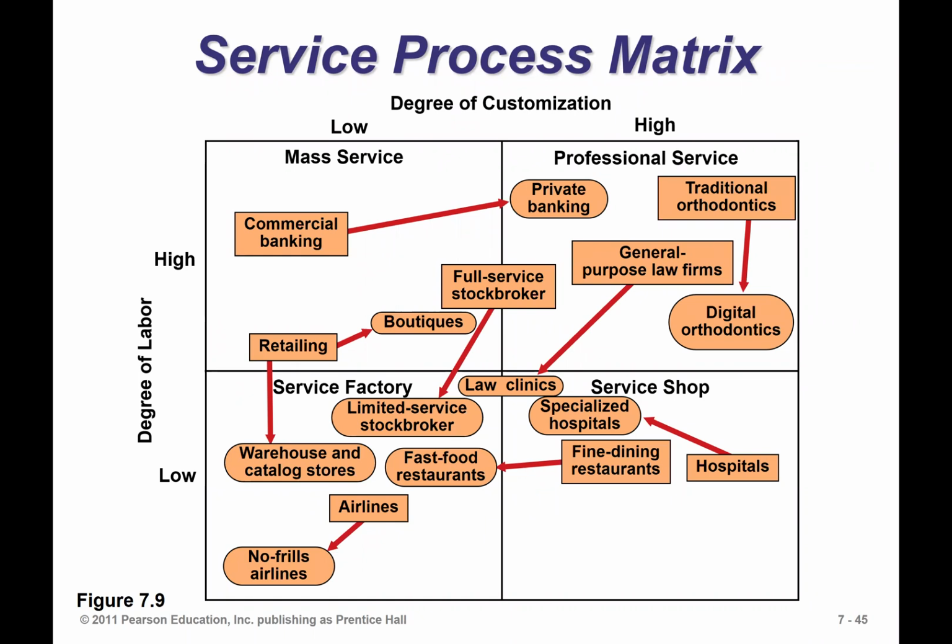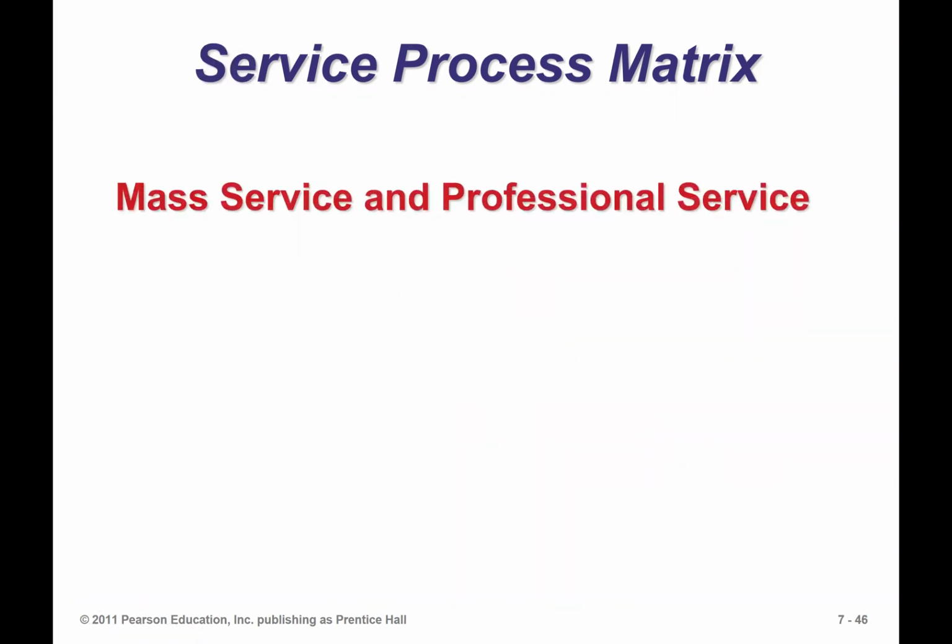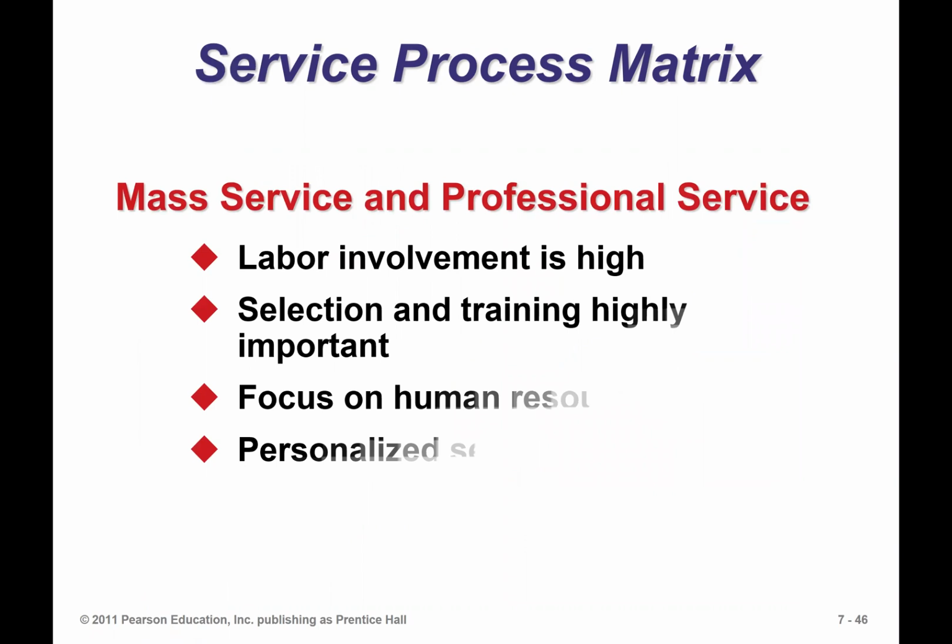This is basically what we call a service process matrix. Here it shows the degree of customization, and here the degree of labor required. So I think we had looked at an airline one last class. No frills airline, basically degree of labor. Sorry, no, let's not look at this slide. I should have taken that out from before. All right, so mass service and professional service. That's out of it also.